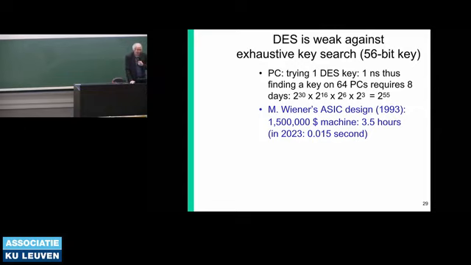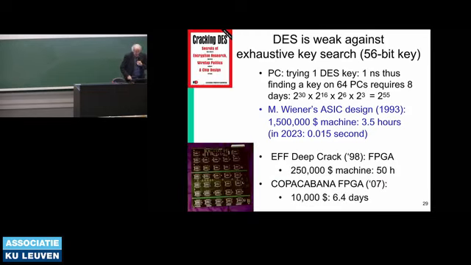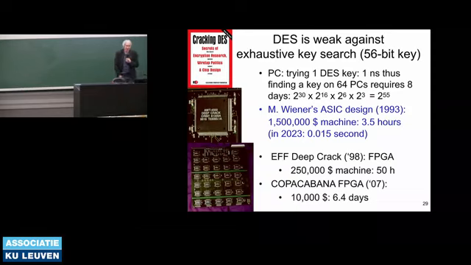And then the Electronic Frontier Foundation got really upset, and so they paid somebody, a young grad student, and he actually built a machine using FPGAs, so much less efficient than ASICs. He built a machine, it cost him $250,000, and it didn't take 3 hours, it took 50 hours to find the DES key. And so here's the machine.